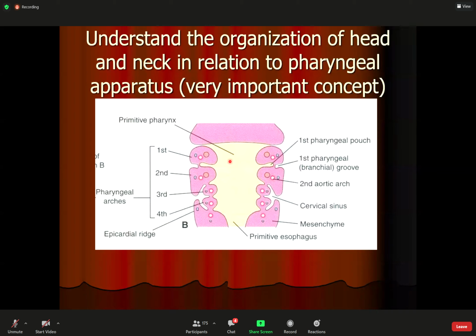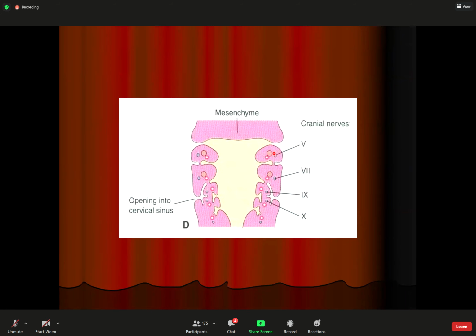So anyway, at any rate, your job is to understand these structures very well. What is an arch, number 1, what is a groove, what is a pouch, and what is a sinus outside, cervical sinus. Then there are nerves, artery, and the cartilage and the muscle. I will go through each one very well, but for the time being, you know already the cranial nerves: for arch number 1 will be trigeminal, number 2 would be the facial nerve, number 3 for the arch is the glossopharyngeal, and number 4 is the vagus nerve. We don't care about number 5 and number 6.